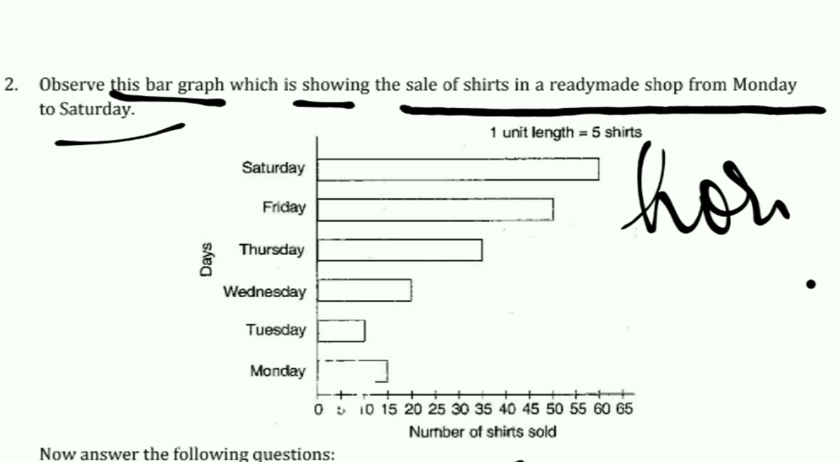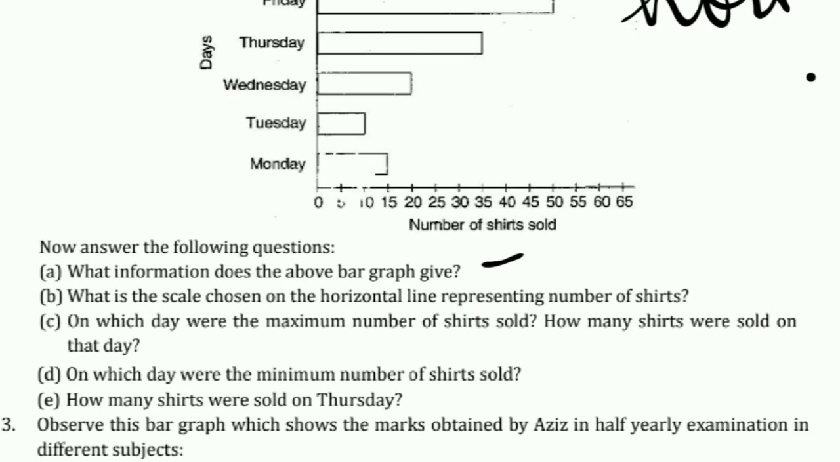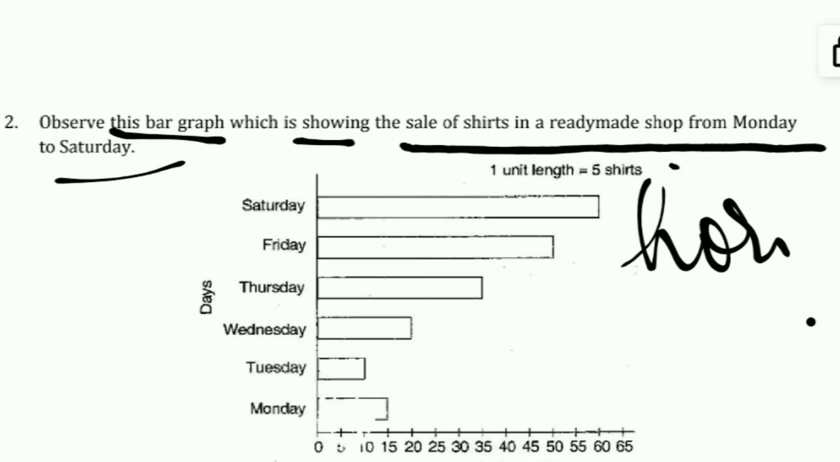Okay, again I am repeating, this bar graph shows the sale of shirts in a ready-made shop from Monday to Saturday. Okay, second, what is the scale chosen on the horizontal line representing the number of shirts? See, this is the scale. This is the second answer. 1 unit equals 5 shirts.